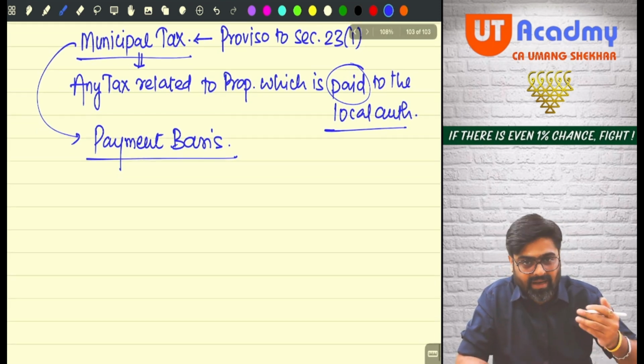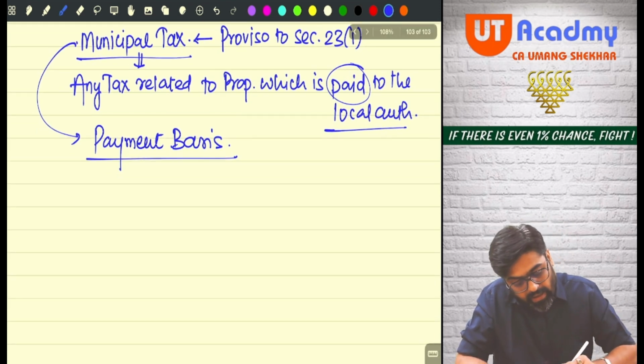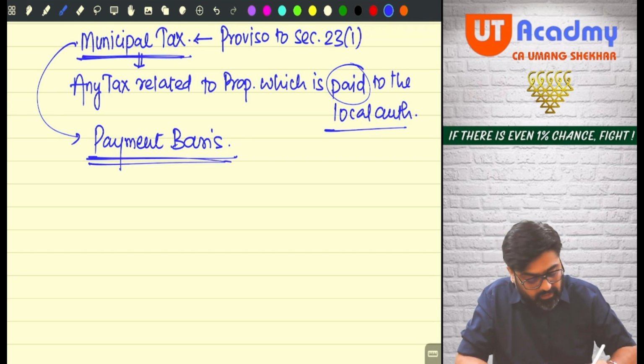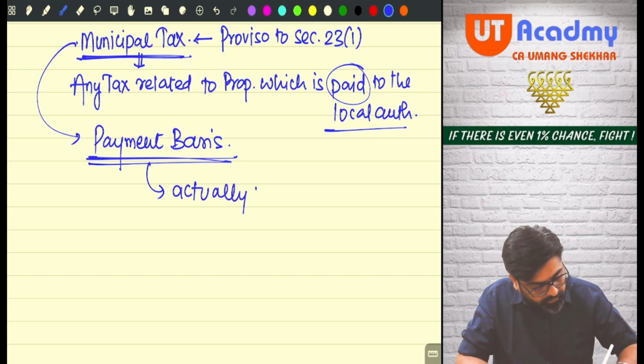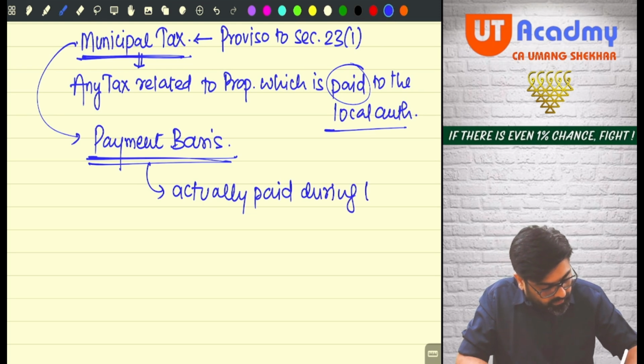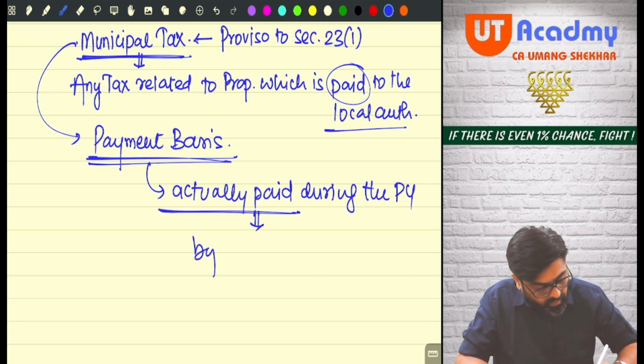Now pay attention. On payment basis, they are allowed. So any municipal tax, if it is allowed on payment basis, means that it must be actually paid during the previous year, and it has to be actually paid by whom? By the owner.